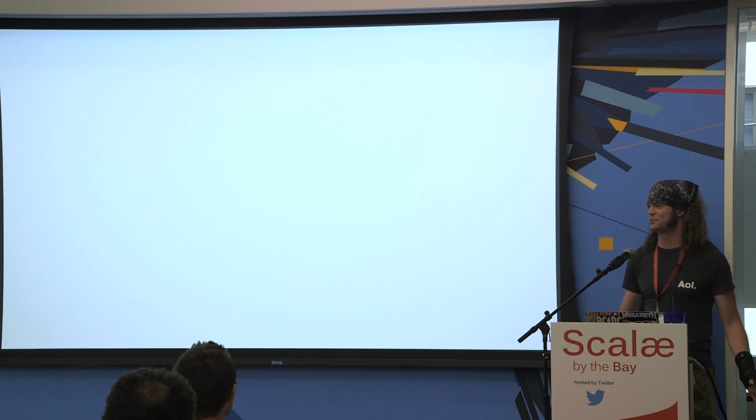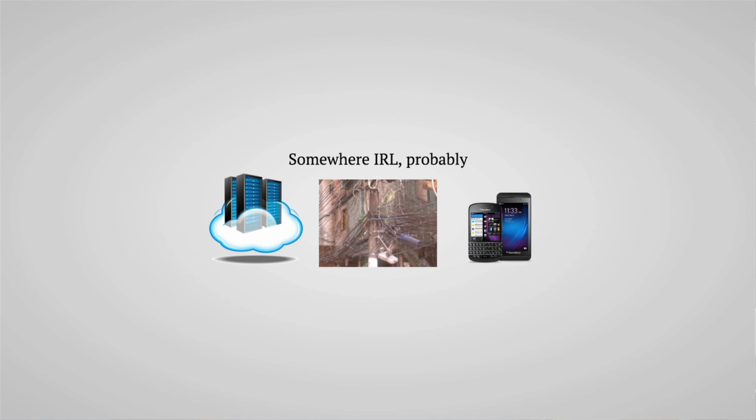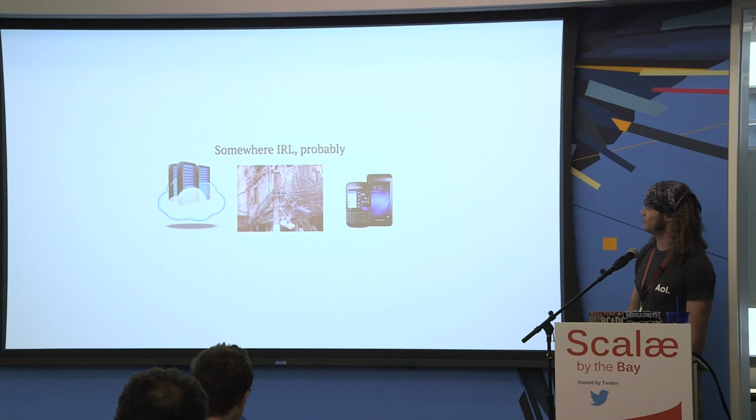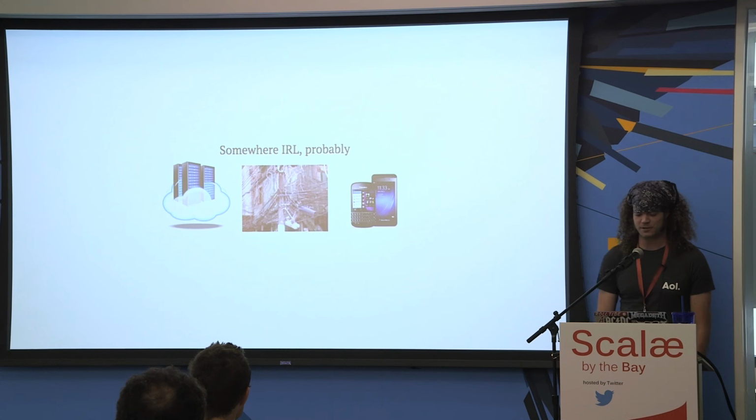It's 2016. This is what the internet looks like. This is everywhere you live, right? Actually, no, this is false. Not everybody has Google Fiber or a MacBook. Probably in real life, this is something you might see. And Blackberries, old phones, crappy, whatever that is, infrastructure.